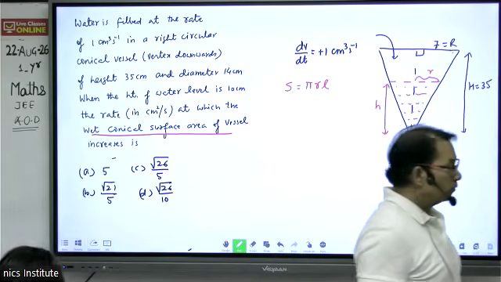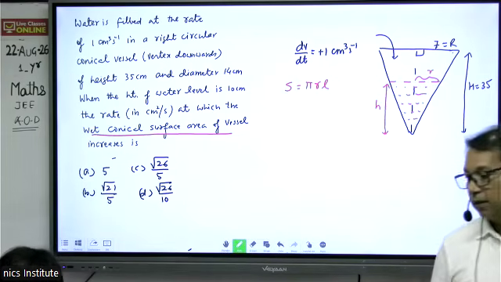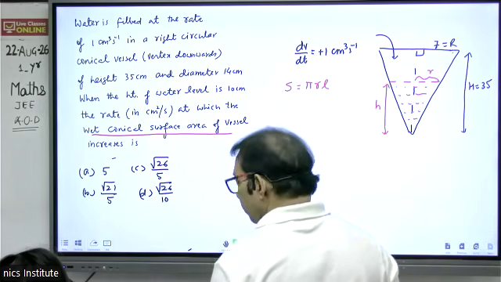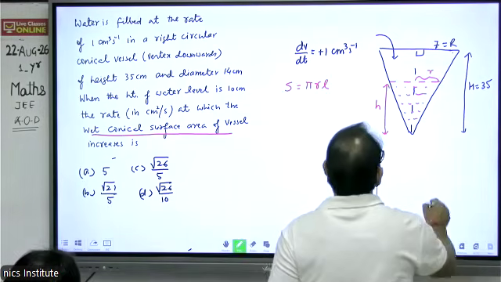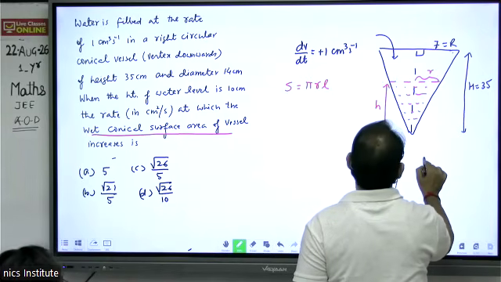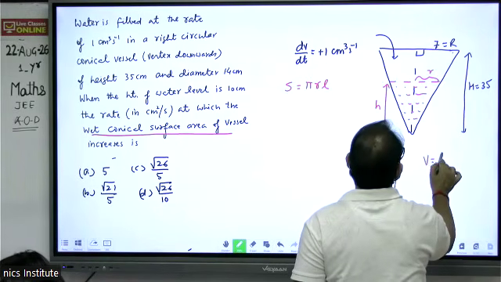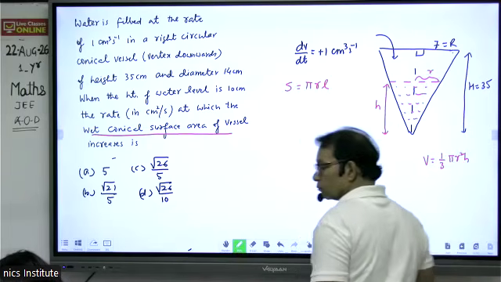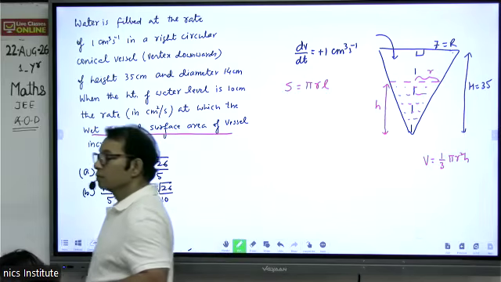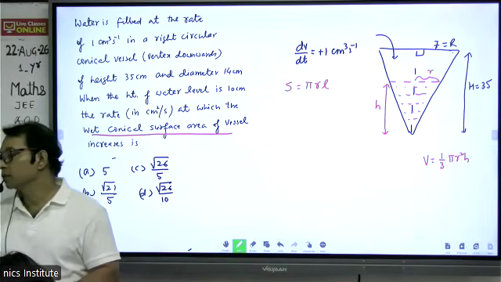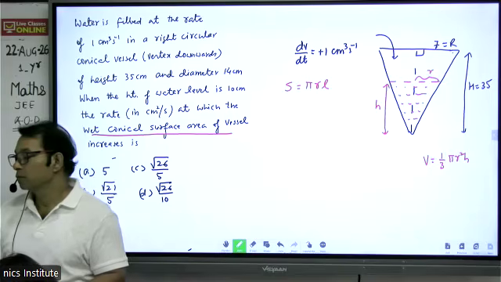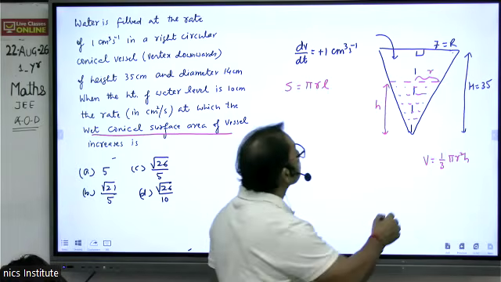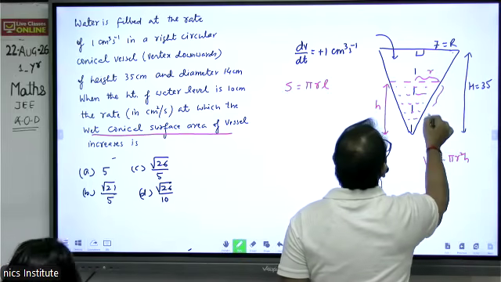Whatever has been given, use that given thing and try to find the unknowns. Draw the diagram. Volume is 1 by 3 pi r square h. One third of the cylinder. Volume of a cone is 1/3 of the cylinder. This is L.